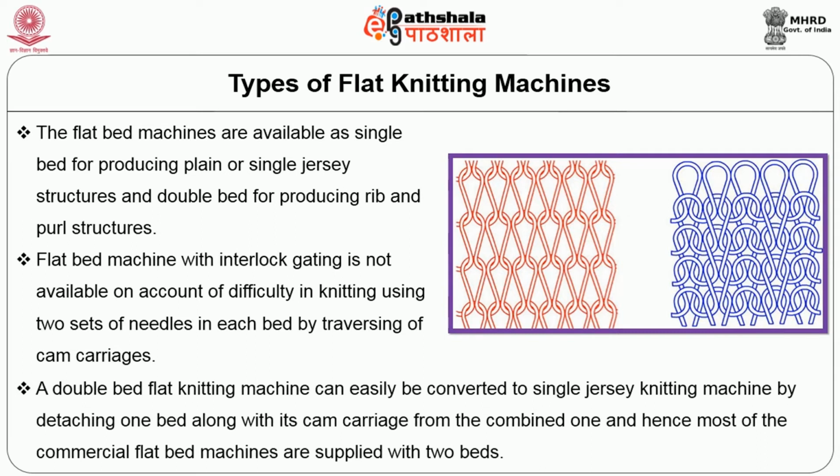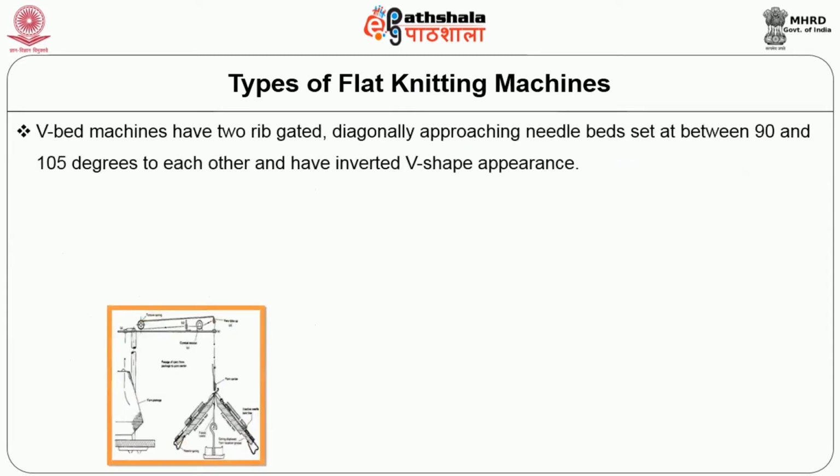A double bed flat knitting machine can easily be converted into single jersey knitting machine by detaching one bed along with its cam carriage from the combined one, and hence most of the commercial flatbed machines are supplied with two beds. V-bed machines have two rib gated diagonally approaching needle beds set at between 90 and 105 degrees to each other and have inverted V-shape appearance.